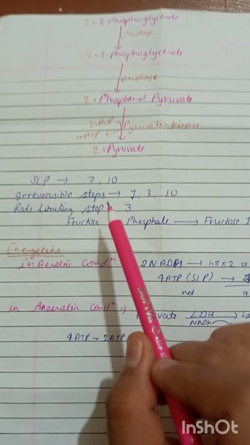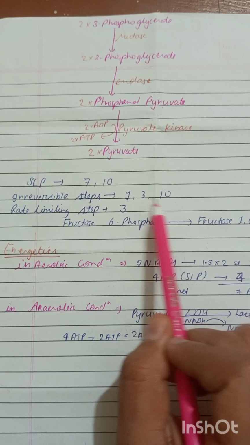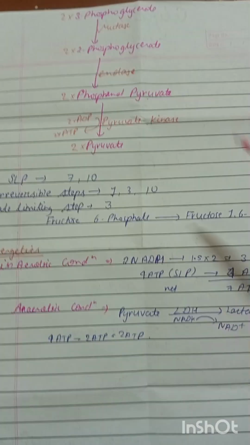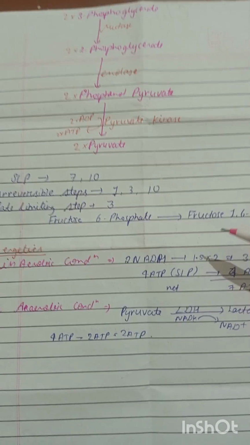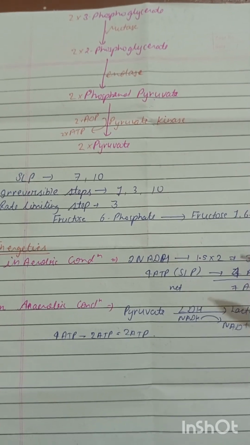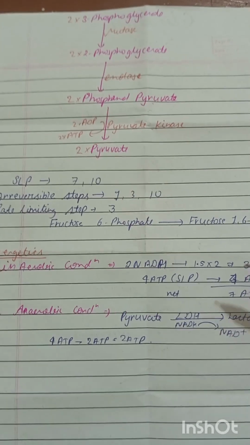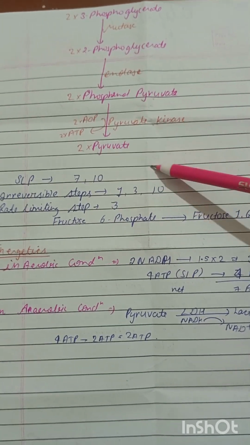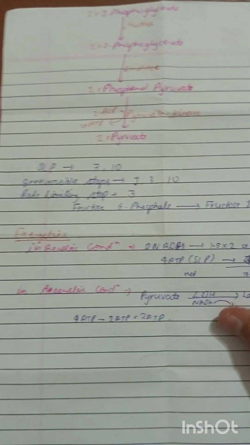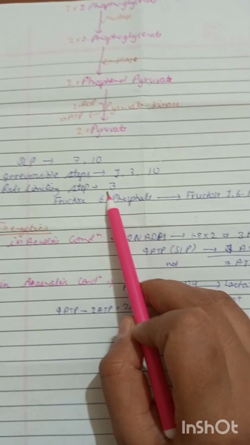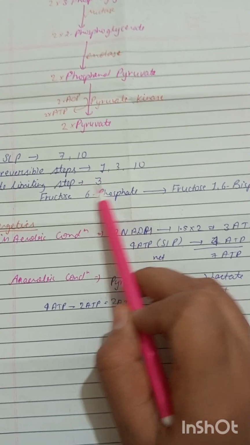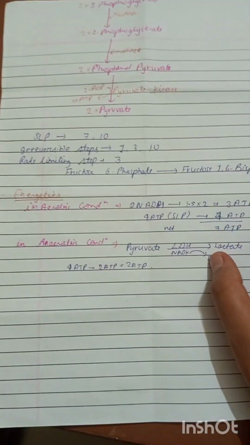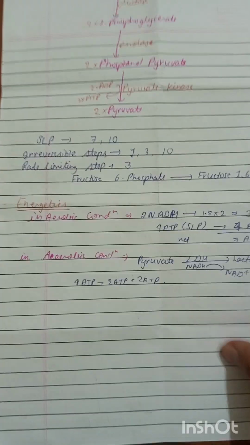Now except 1, 3 and 10, rest all glycolytic steps are reversible. 1 where glucose converts to glucose 6-phosphate, 3 where fructose 6-phosphate converts to fructose 1,6-bisphosphate in the presence of the enzyme phosphofructokinase, and 10 where phosphoenolpyruvate converts to pyruvate. And the rate limiting step, as we have discussed earlier, is 3 where fructose 6-phosphate converts to fructose 1,6-bisphosphate. Now let's talk about the energetics.